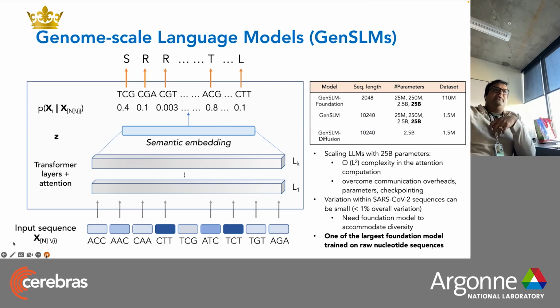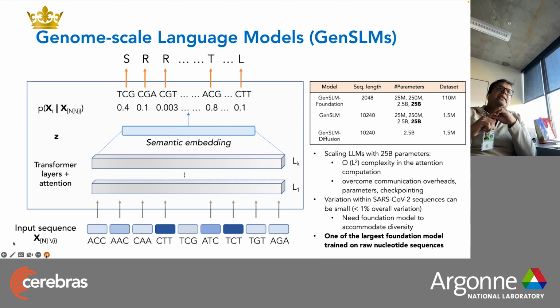The GenSLM foundation model looks at a sequence length of 2048, which happens to be the maximum length of all the genes that we have looked at so far. And it varies from 25 million to 25 billion parameters. Then you have the other models that I spoke about, which were trained on the SARS-CoV-2 genomes, with the same number of parameters, but the sequence set is much smaller because it comes from a smaller set of sequences that we selected for the SARS-CoV-2 genome.